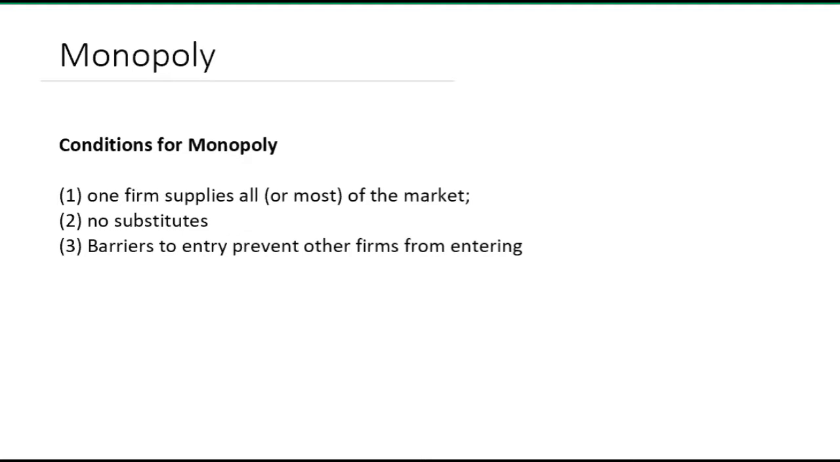Now let's look at a monopoly. So the conditions for a monopoly are that there's one firm that supplies all or most of the market. There are no substitute products, so consumers really don't have any other choice. And barriers to entry prevent other firms from entering. So this means that a monopoly can make a profit in the short run and in the long run, because firms aren't able to enter, they can keep those profits.